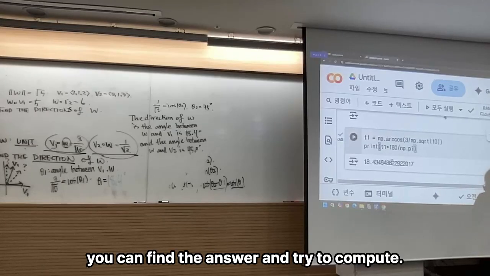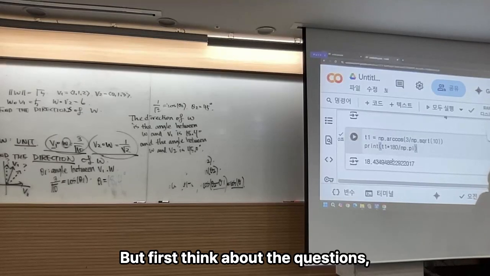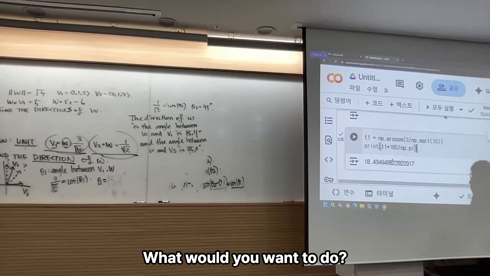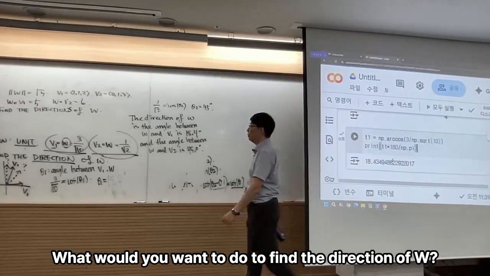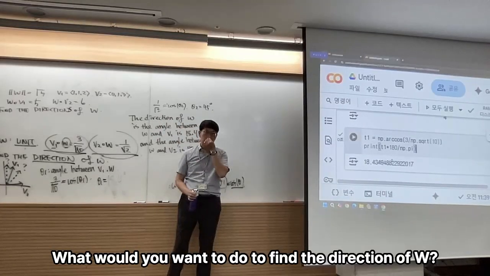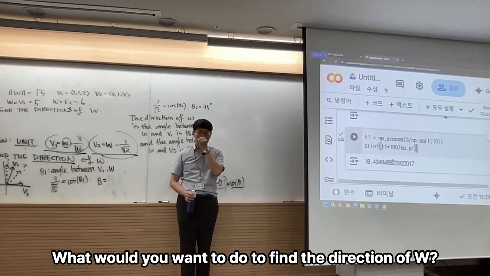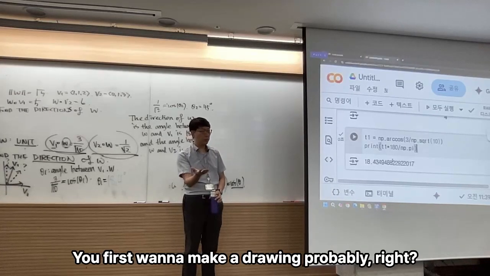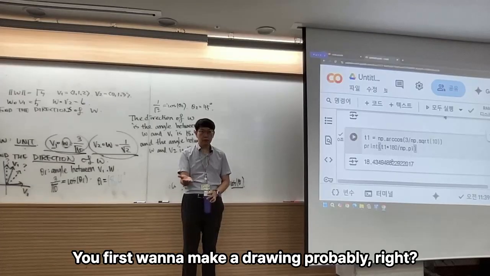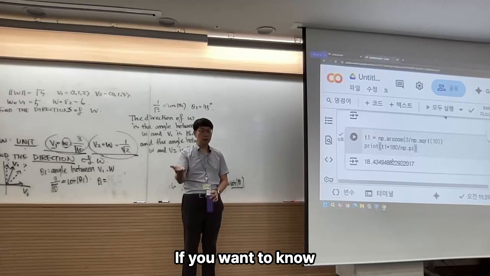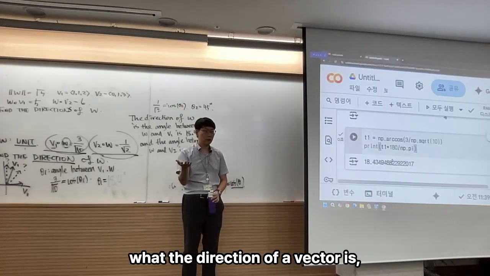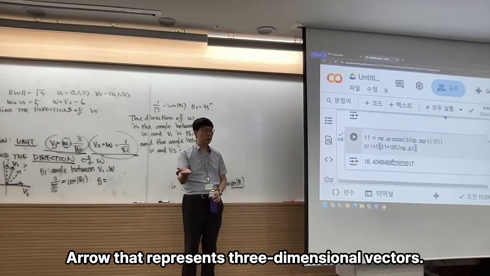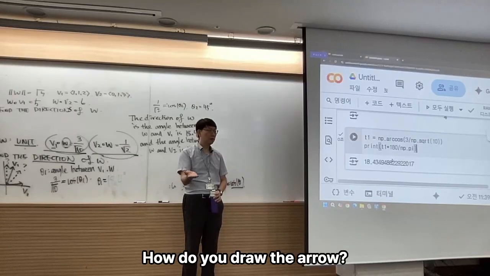Of course, if you can find the answer, try to compute. But first, think about the questions: what you're going to do, what you have to do. What would you want to do to find the direction of W? You first want to make a drawing, probably, right? If you want to have an idea what the direction of a vector is, the best way is to draw an arrow, an arrow that represents three-dimensional vectors. How do you draw the arrow?